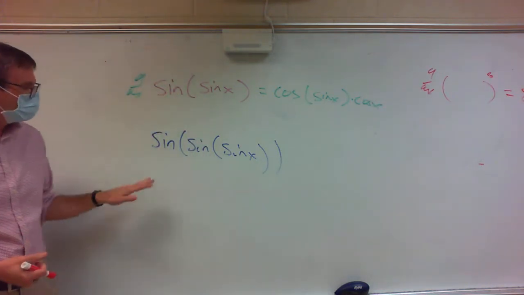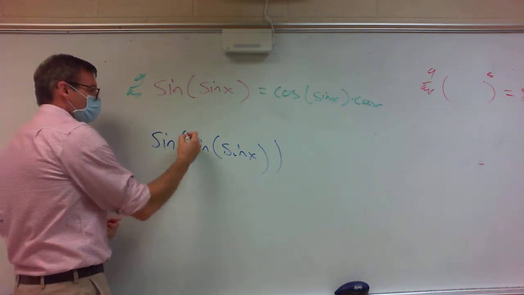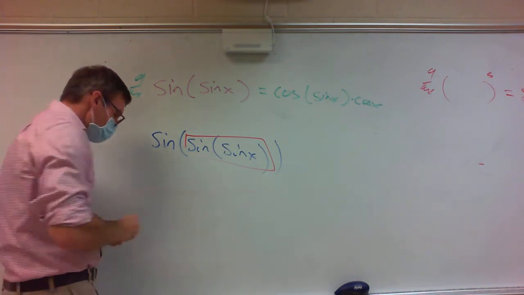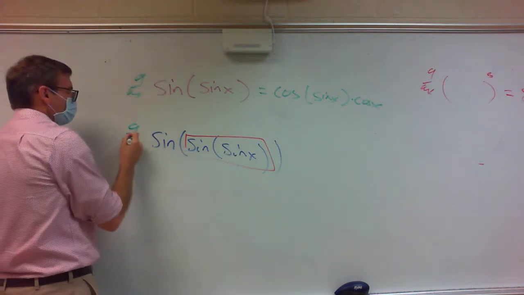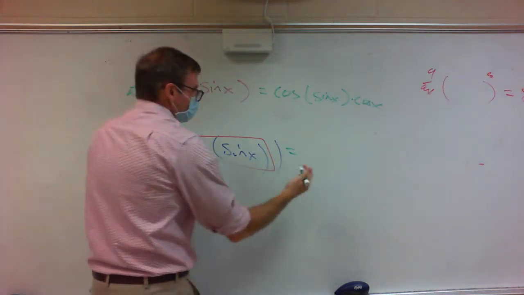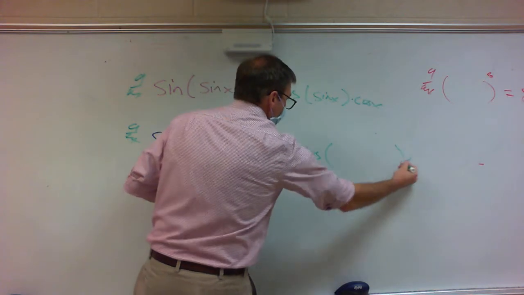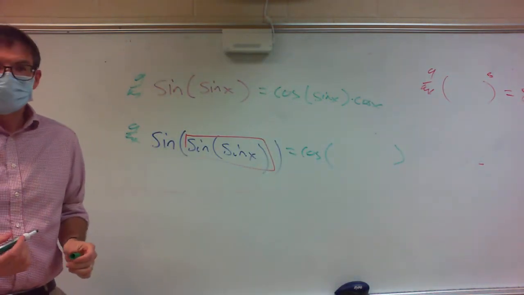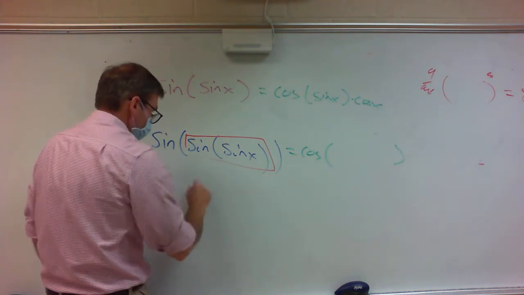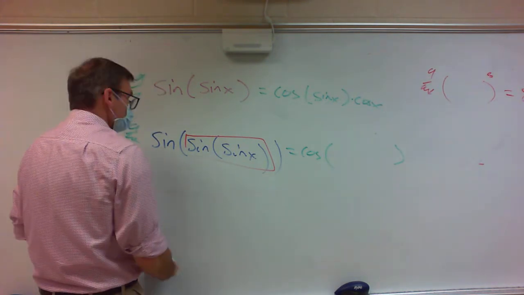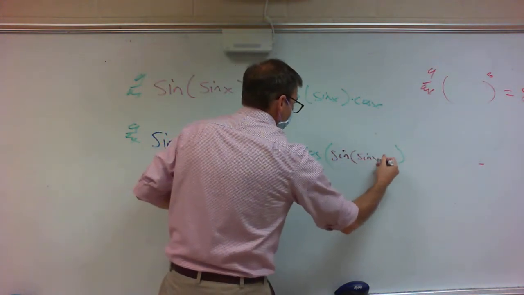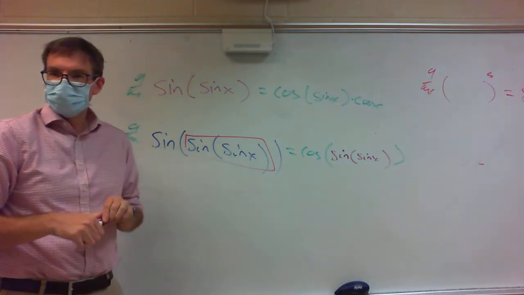So when I look at this, I see sine of stuff. Does everybody see sine of stuff? And I know that the derivative of sine of stuff is cosine of stuff, right? We okay with that? So my stuff is just this part, isn't it? It's sine of sine x, right? We okay with that?